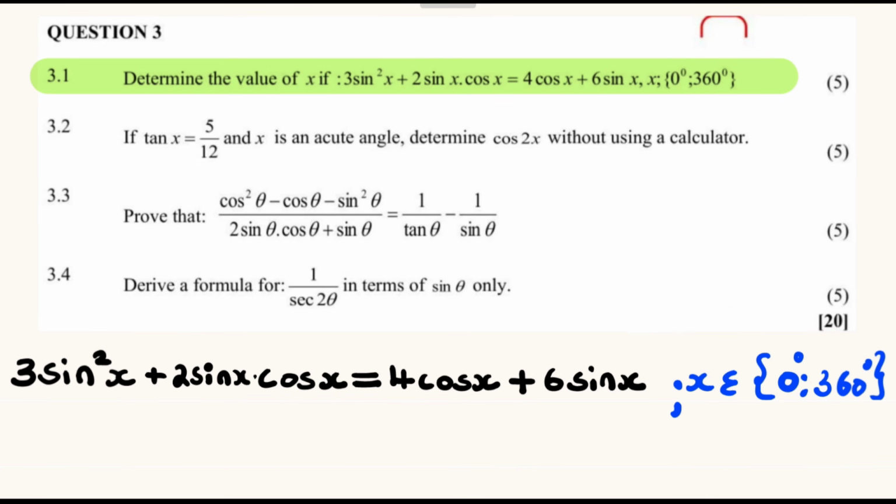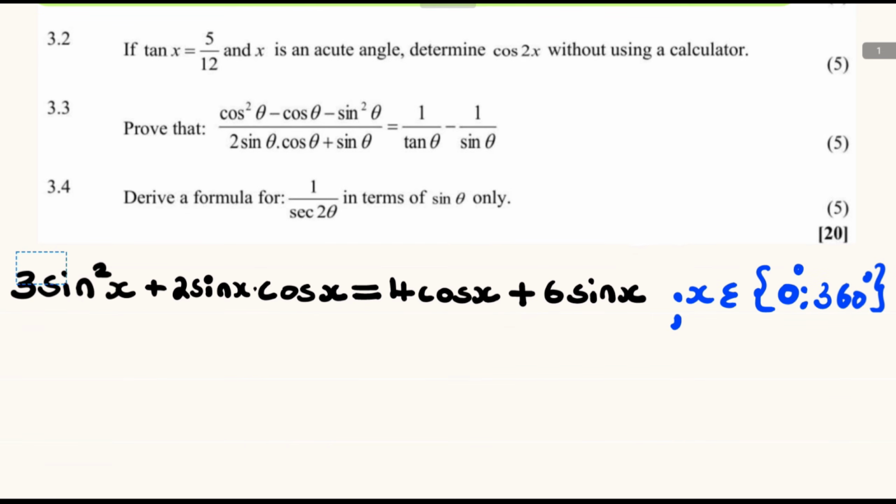My name is Pino. In this video, we go through question 3 from the August 2025 N4 Mathematics question paper. Question 3.1, we determine the value of x for the given trigonometric equation, and our x has to be between 0 degrees and 360 degrees.